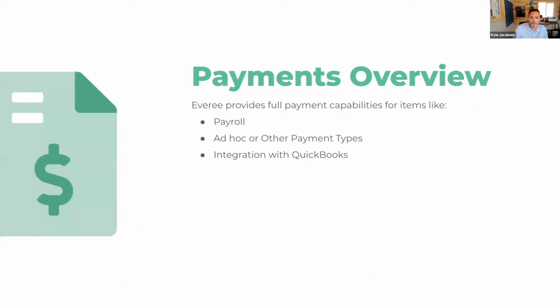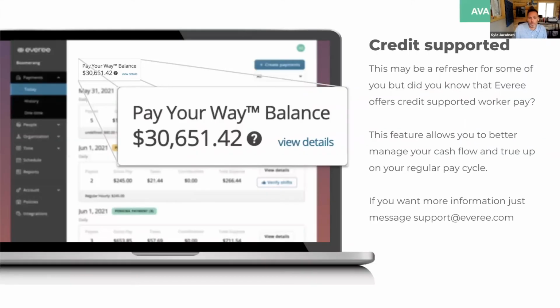All right, let's talk about payments. I'm going to go through this relatively quickly because I think everybody's very familiar with this. There's three solutions that we really provide. One is payroll. Two, we do ad hoc or other payment types, depending on how you like to refer to them. And then finally, we also do integrations with QuickBooks on that. There's another integration we should probably mention here. As a refresher, for some of you that don't know, Everee supports and provides credit supported worker pay.